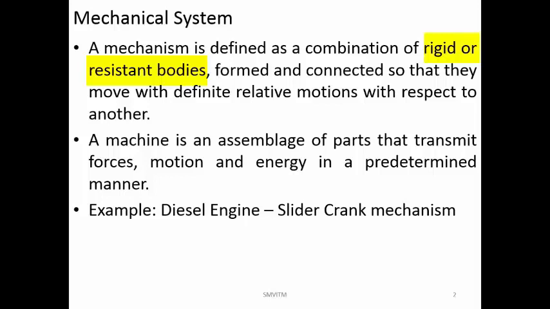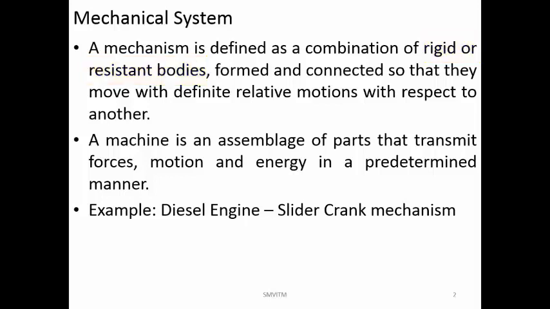So we will say that a rope is a resistant body, so it can resist the tensile force. Whenever you want to transfer tensile forces, you can use a resistant body. But using a rigid body, you can transfer any kind of force. You can use it for tensile, you can use it for compressive. So what is a machine?